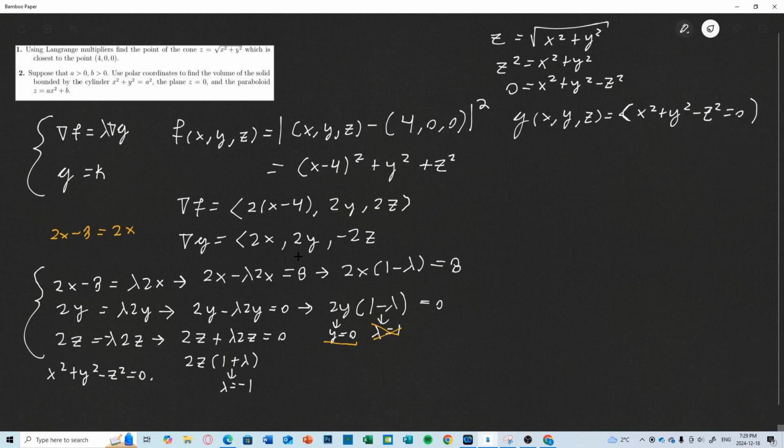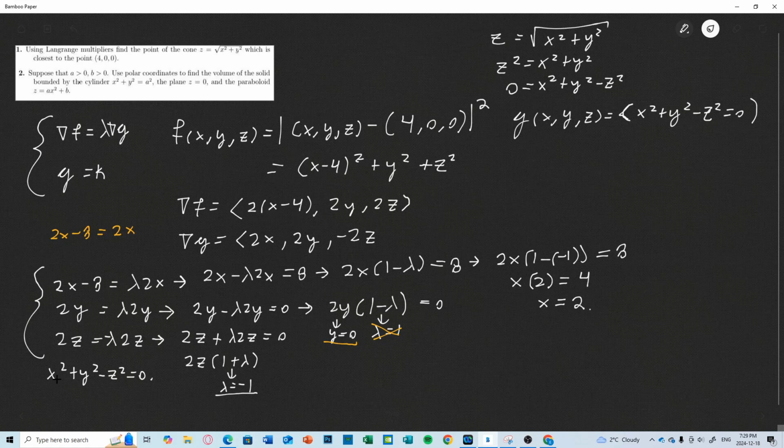And since that's the case, we can check this formula up top to find our x, because this will become 2x times (1 minus negative 1), because we're going to take our lambda equals minus 1, is equal to 8. And then we divide both sides by 2, so x times 2 is equal to 4. So x is equal to 2.